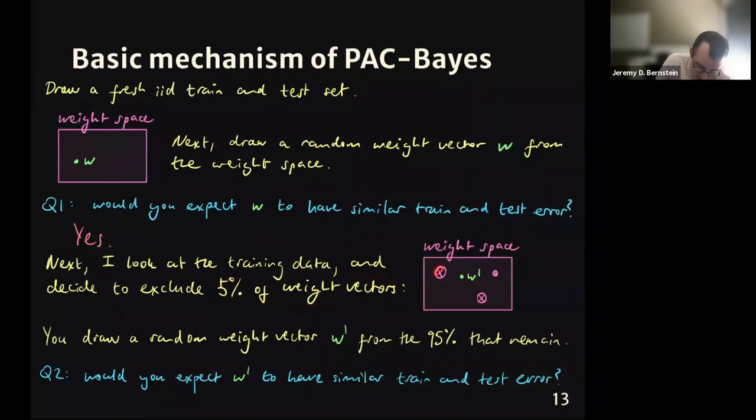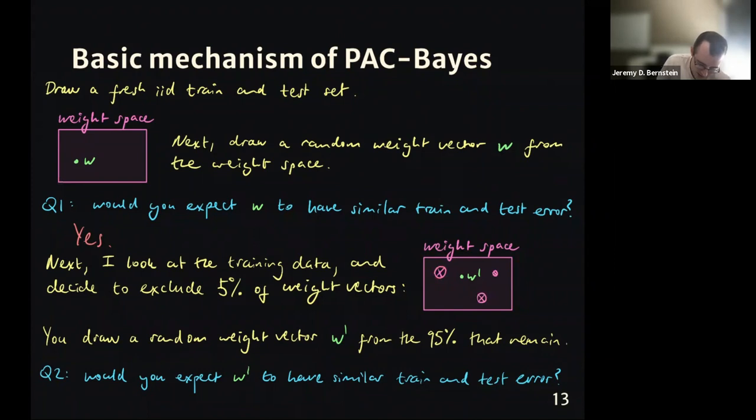So I look at the weight space and I knock out these 5% of weight vectors and I say they're banned, they're not allowed anymore. And then your task is to draw a random weight vector from the 95% of weight vectors that remain. So you draw a random weight vector from the weight space, but you're not allowed to pick the ones that I excluded.